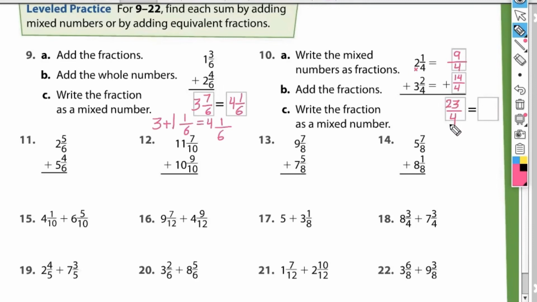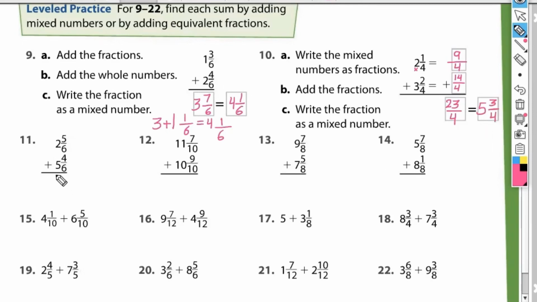After we find the sum as a fraction, this is called improper fraction. We have to convert it into mixed number. I will ask myself, 23 divided by 4 equals what? Equals 5. How many are left? 3. It will be 3 out of 4.